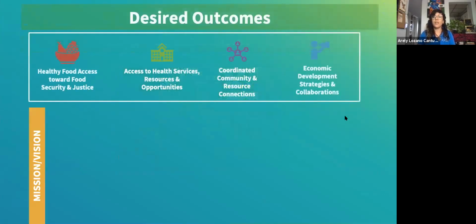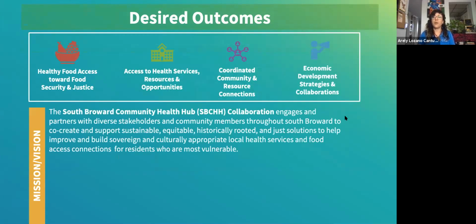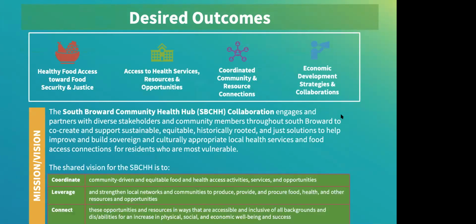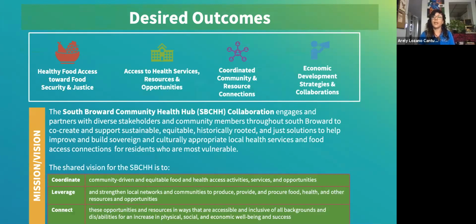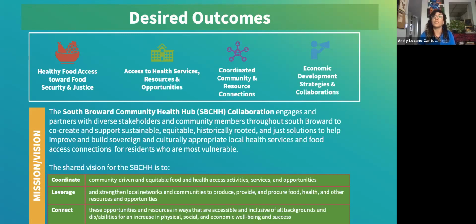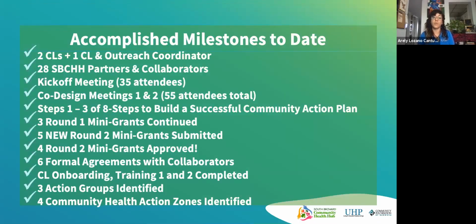So just as you already shared, it is true that we are building all of these efforts towards the desired outcomes that are outlined there, and you all said true. And then we are working together to integrate, coordinate, leverage, and connect different stakeholders and partners, building together or strengthening existing programs or building new ones that are going to be supportive of those outcomes: healthy food access, access to health services, coordination of the resources, and economic development in our communities.